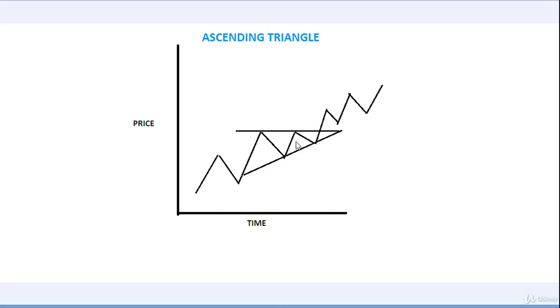Volume diminishes from the start of the triangle to the end. At one point, we get a positive breakout with huge volume and the uptrend resumes. We can make our buying position here at the breakout of this resistance line.